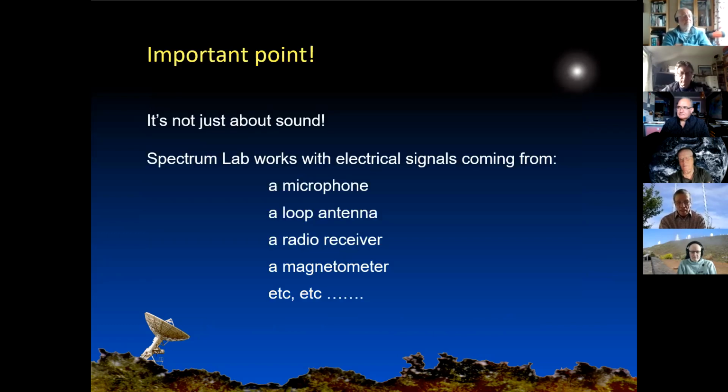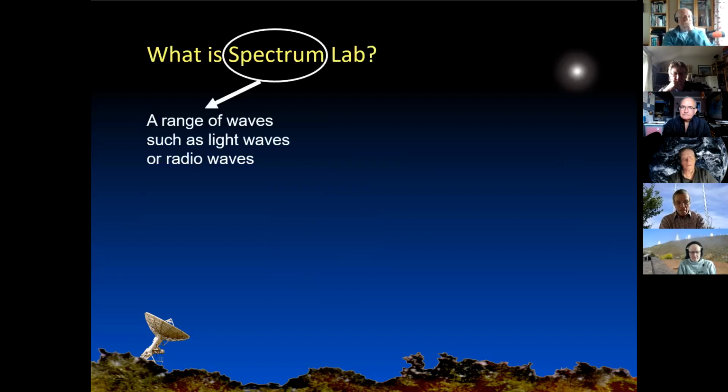Onward. We've talked a lot about sound cards, but it's not just about sound. So it works with electrical signals coming from any analog source. So not just a microphone. You can have a loop antenna, a radio receiver, any instrument that provides an analog output in the frequency range that is handleable by the sound card is suitable for work with Spectrum Lab.